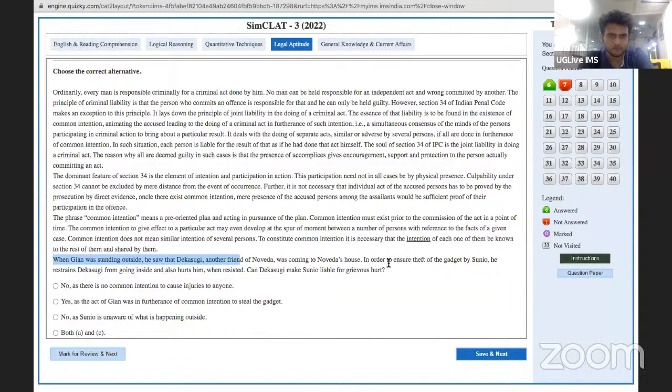Can Dekasugi make Sunyu responsible? Pre-oriented plan. Similar intentions are not enough to constitute it. It is the intention of each one of them. Intention we already know. Yes, guys, what do you think should be the answer?